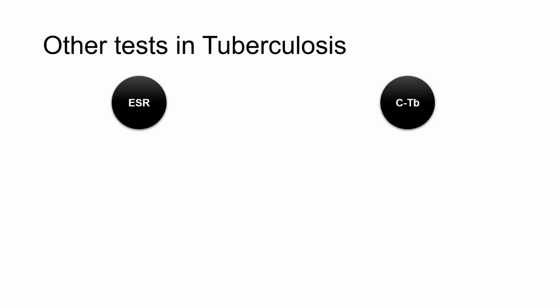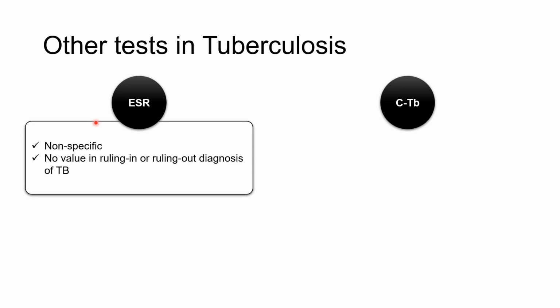Two other important tests, one is erythrocyte sedimentation rate and one is CTB. What does ESR do? Previously we used to rely a lot on ESR for making a diagnosis of TB, but as of now this is a non-specific test, we all know, and it has no value in either ruling in or ruling out diagnosis of TB. That means suppose if a person's ESR is very high, we cannot tell that the patient is positive for tuberculosis. Suppose if a patient's ESR is low or normal, we cannot tell that the patient is not having tuberculosis.